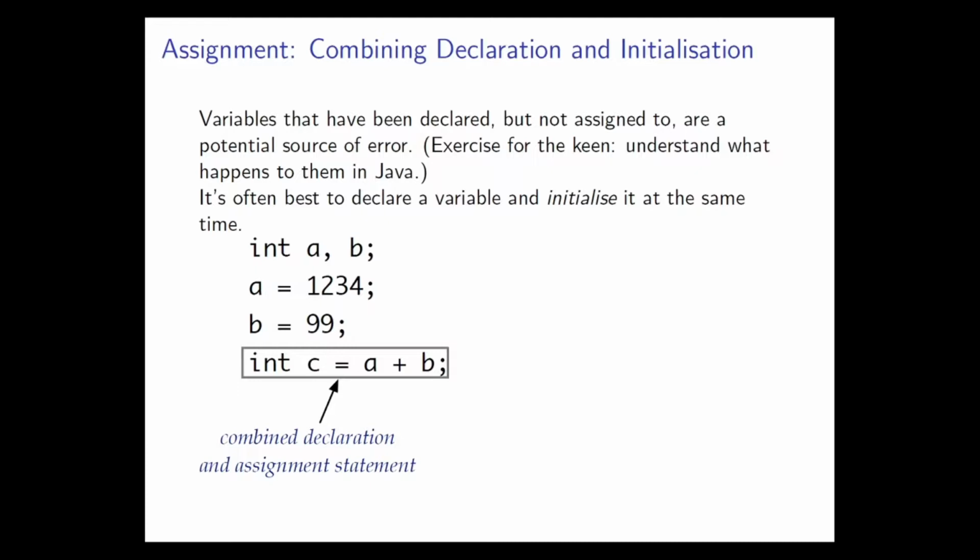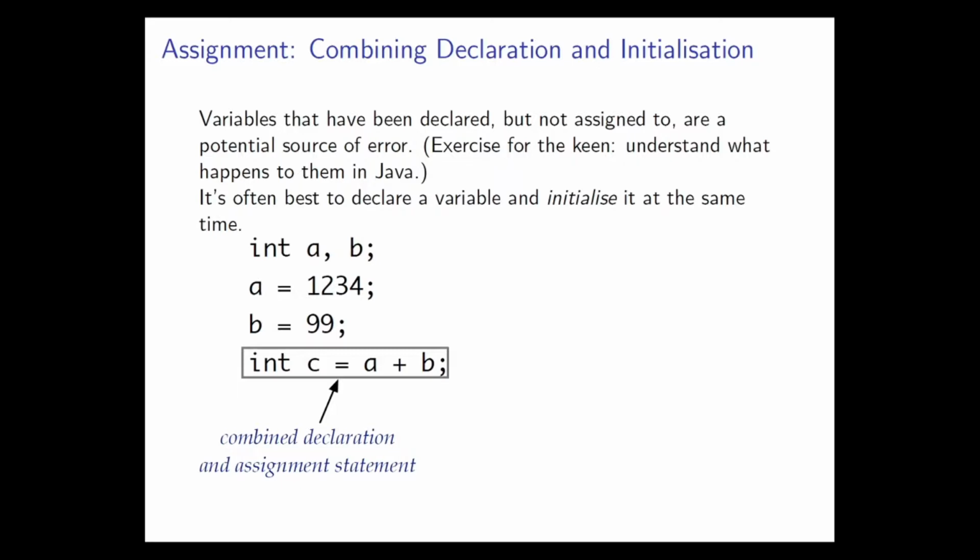It's possible to declare a variable but not assign to it, and that's usually a problem. It's an exercise for the keen to understand exactly what does happen to them in Java. It depends a bit on the circumstances. So often it's better, it's less error prone, to initialize a variable at the same time as you declare it. And that's what's going on in this example.